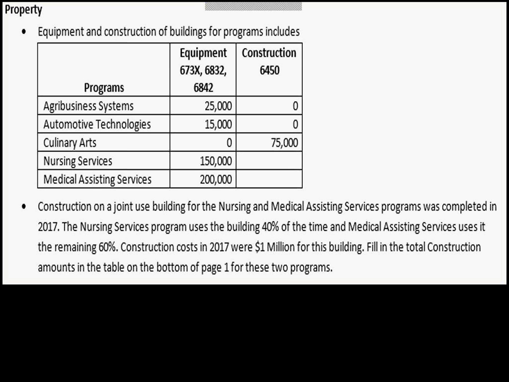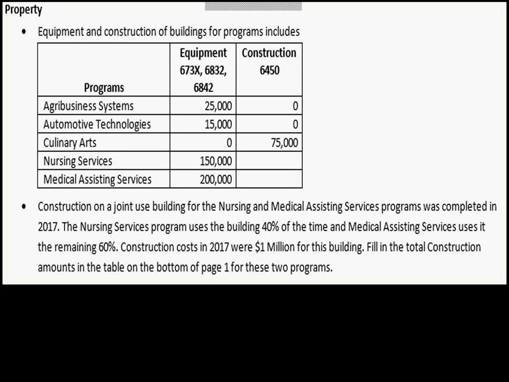Here we've given you a table for the equipment and construction of buildings for the programs, and we've also given you some blanks. We're going to have a little activity just like Chris did just now. We have construction on a joint use building for the nursing and medical assisting services programs that was completed in 2017. The nursing services program uses the building 40% of the time, and medical assisting services uses it the remaining 60%. The construction costs in 2017 were $1 million for this building. In our table, we're going to fill in the total construction amount for these two programs.